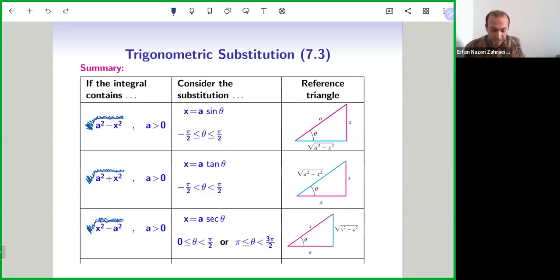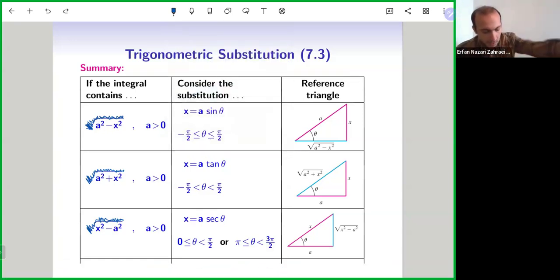Either you memorize that whenever you have this, you use x equals a sine theta, or whenever you have this, you use this, and whenever you have this, you use this substitution. Or, if you want to understand the idea behind it and why this works, it's very simple. It comes from the two identities that we discussed in the previous lecture.